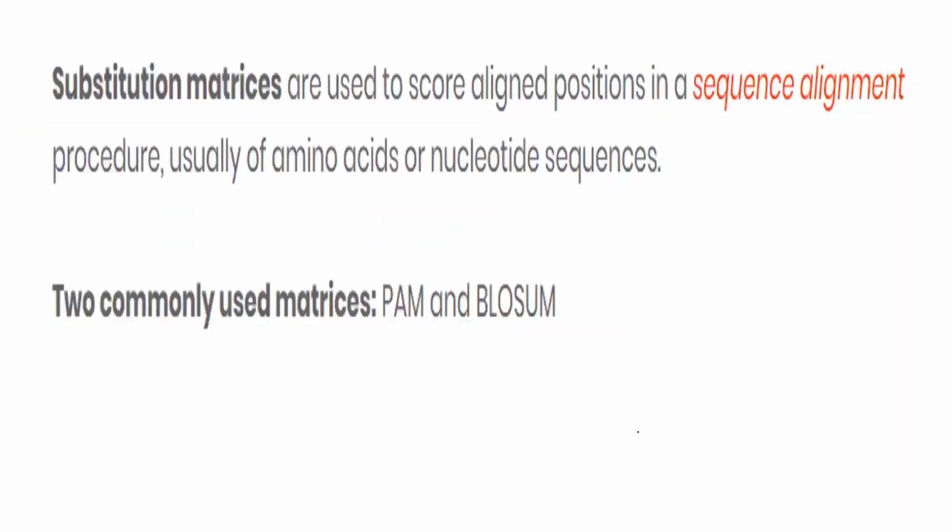There are two kinds of substitution matrices which are used to score the aligned positions in a sequence alignment procedure. It can be an amino acid sequence or it can be a nucleotide sequence. So what it means is, suppose you are aligning two sequences. When you find a match or mismatch, to give a score you use substitution matrices.